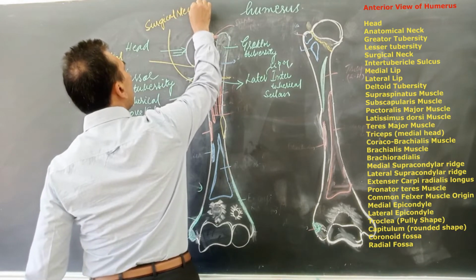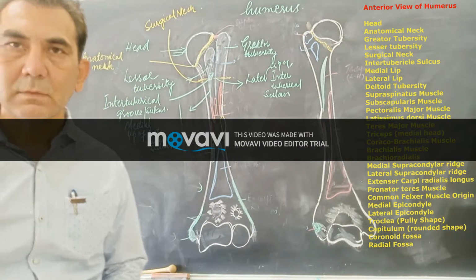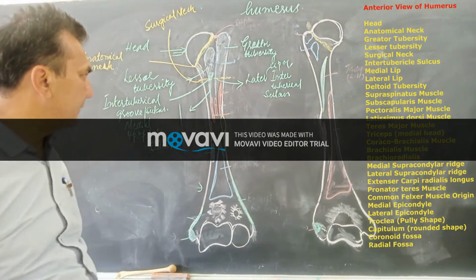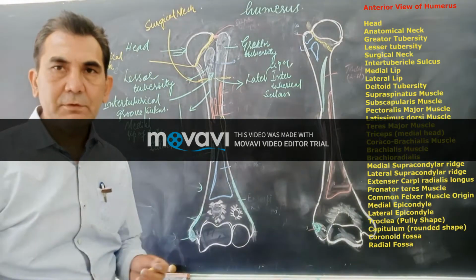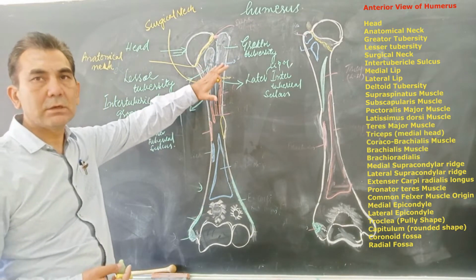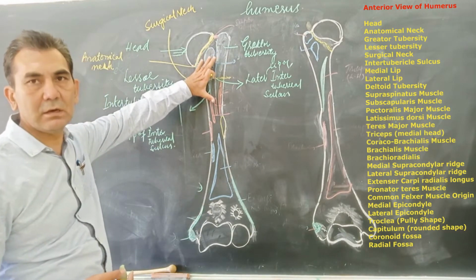Surgical neck. The anatomical neck and the other one is the surgical neck. This is all about the upper extremity of the humerus.